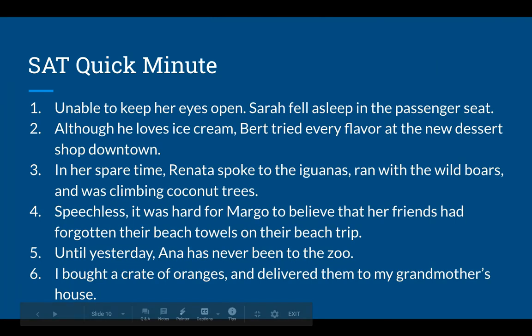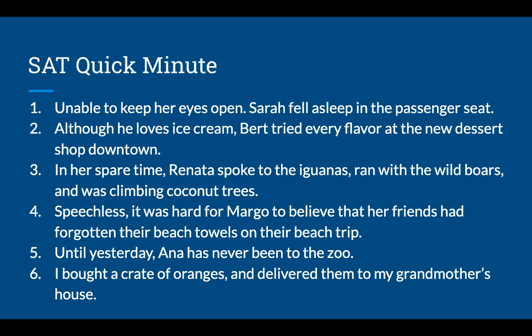So question number 1, the sentence is, "Unable to keep her eyes open, Sarah fell asleep in the passenger seat." Looking at this, it is a question about dependent and independent clauses. So this part of the sentence, "unable to keep her eyes open," is not a complete sentence. It doesn't make sense all on its own. If this part wasn't here, you wouldn't understand anything about what that sentence was about, and it doesn't have a complete subject and verb in it. So to put a period here is against grammatical conventions. So think about what you would put there.